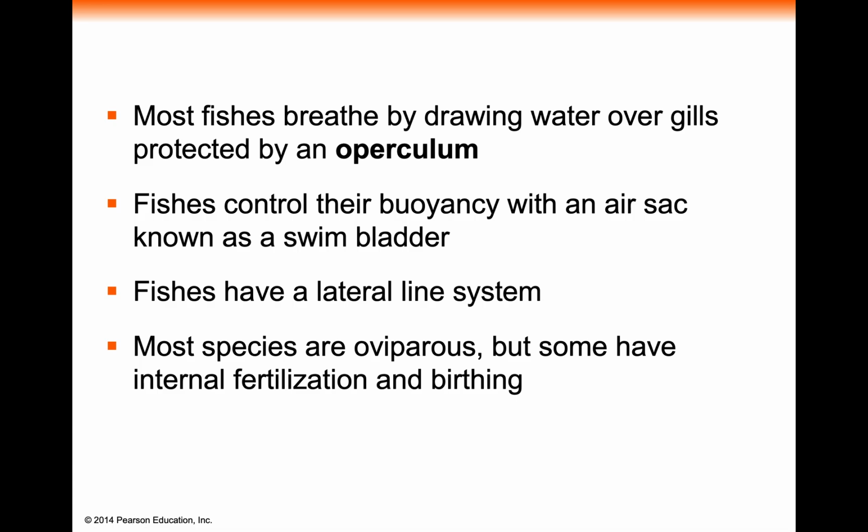So most fishes breathe by drawing water over gills, and it's protected by an operculum. A lot of times what we refer to as the gill is the operculum, which is the gill cover. Fishes control buoyancy with an air sac known as a swim bladder. And this swim bladder basically inflates with air and allows them to go up or down in the water column.